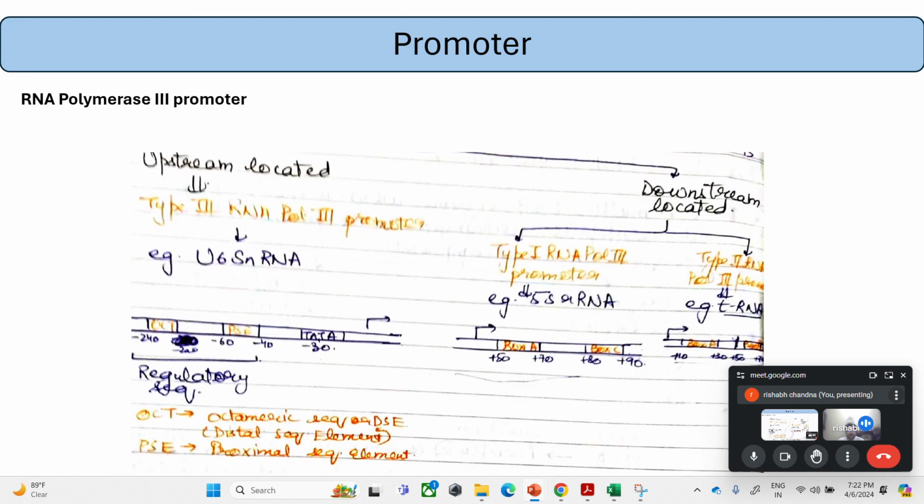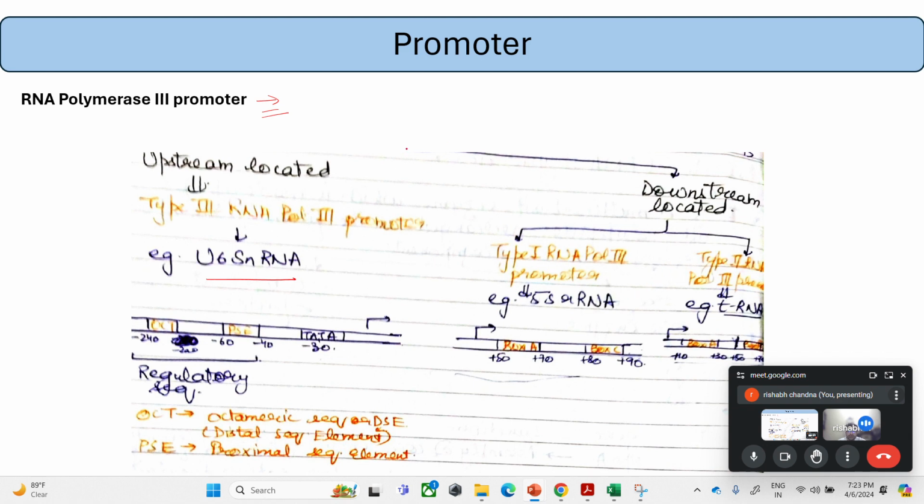Then moving on to the RNA polymerase 3 promoter. This is the RNA polymerase promoter that is least steady, so it depends upon the type of the transcript it is forming. RNA polymerase 3 forms three types of transcript: one is the U6 snRNA, 5S rRNA, and tRNA. So based upon the transcript, its position changes.